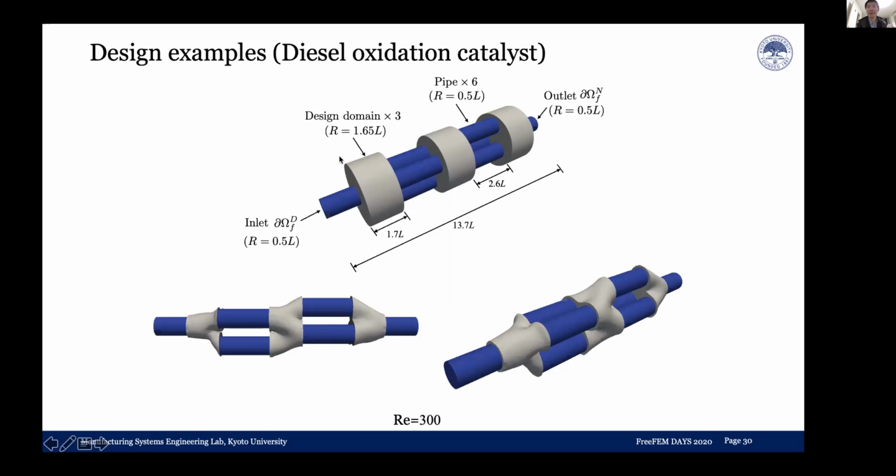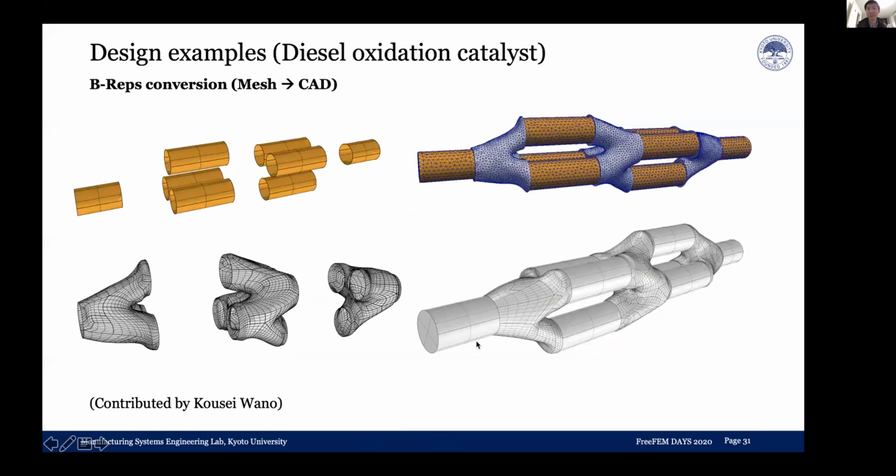Okay, here is a quick view of a testing example for a diesel oxidation catalyst design. We are aiming to optimize these 3 pipe connectors in white color, and the blue pipes are the fixed design domain. So this is the optimal solution for the Reynolds number of 300. Okay, so in the fluid optimization, the body-fitted mesh is very helpful when we want to convert the mesh representation to editable CAD data.